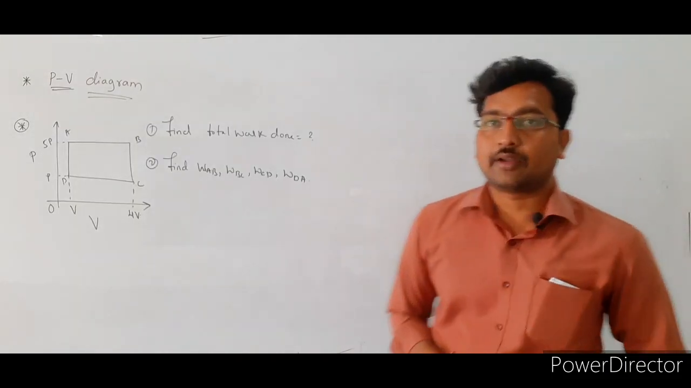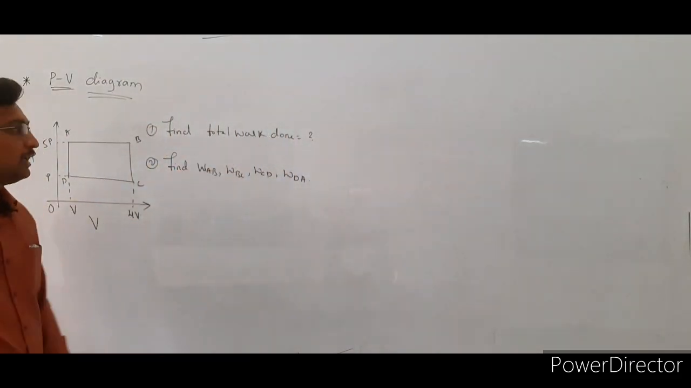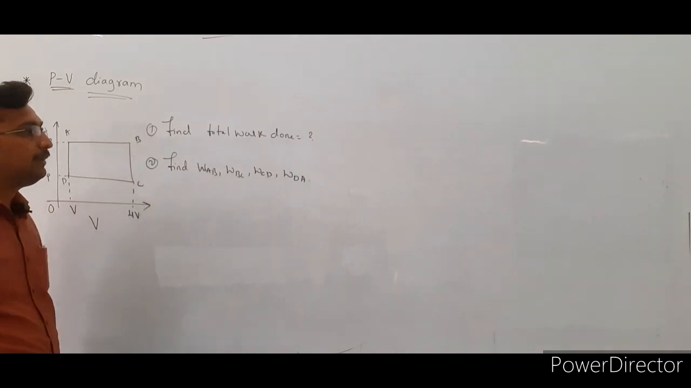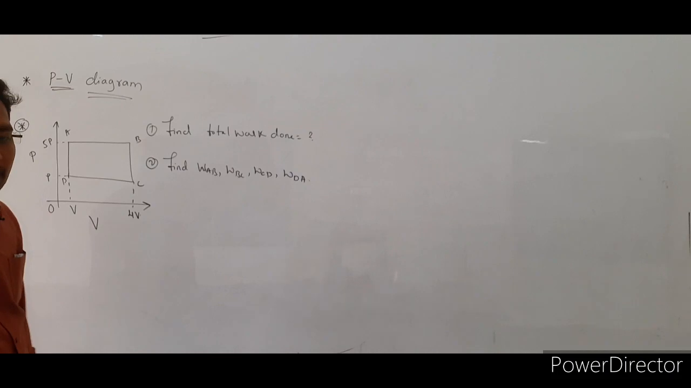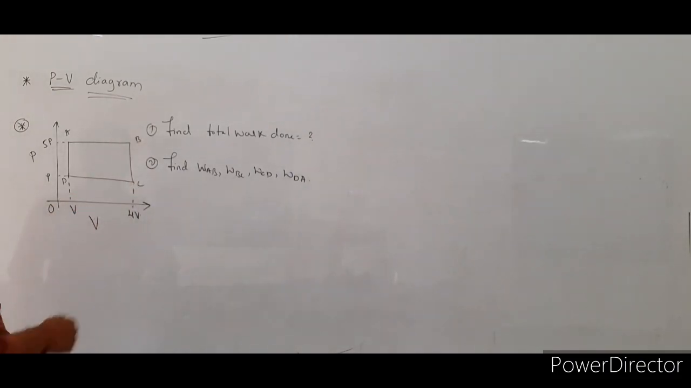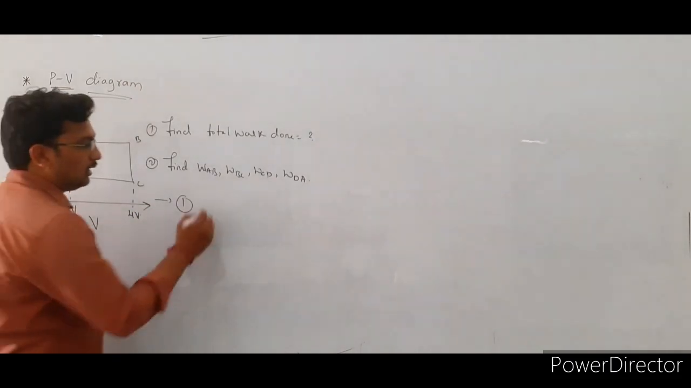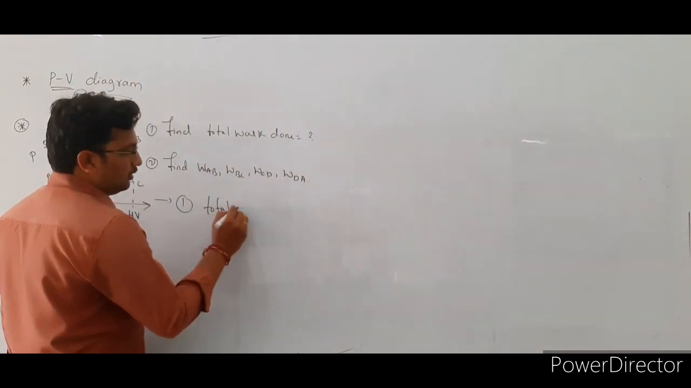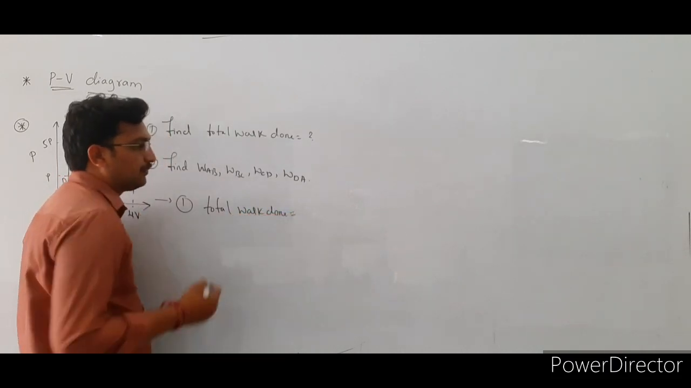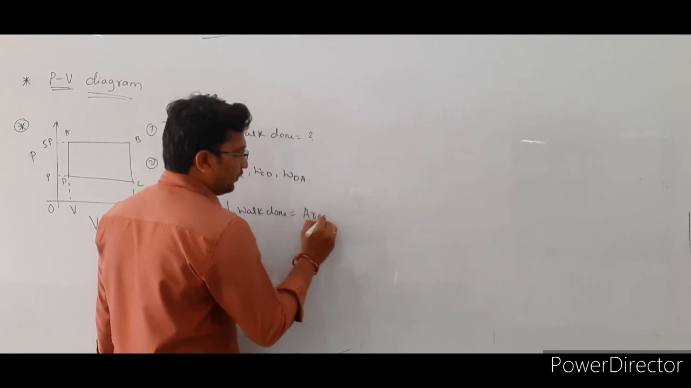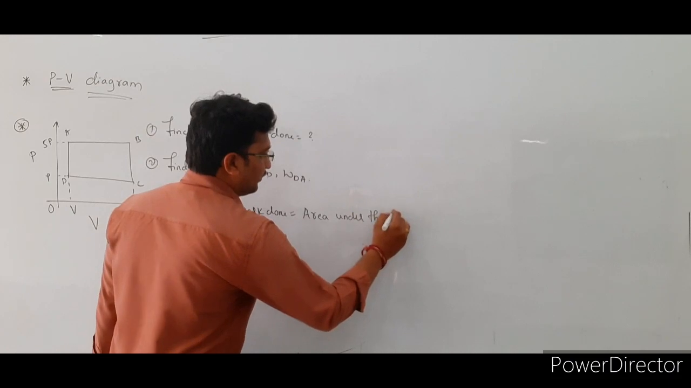The next problem, see here, is also about finding the total work done. After that we are going to find out the work done along AB, the work done along BC, the work done along CD, and the work done along DA. The first one, total work done is equal to the area under the PV diagram, right?